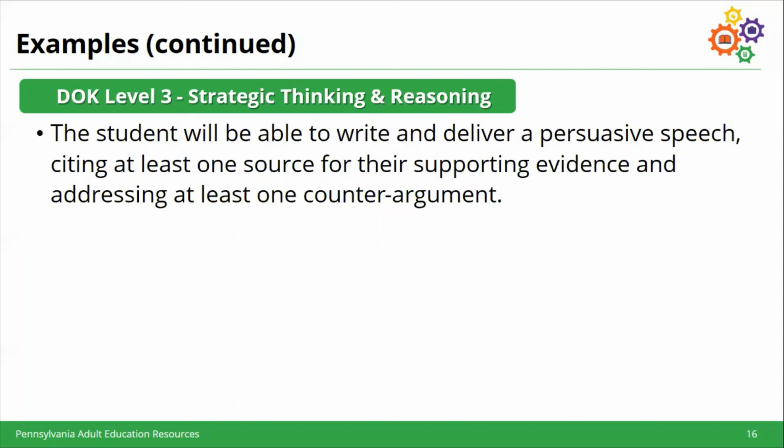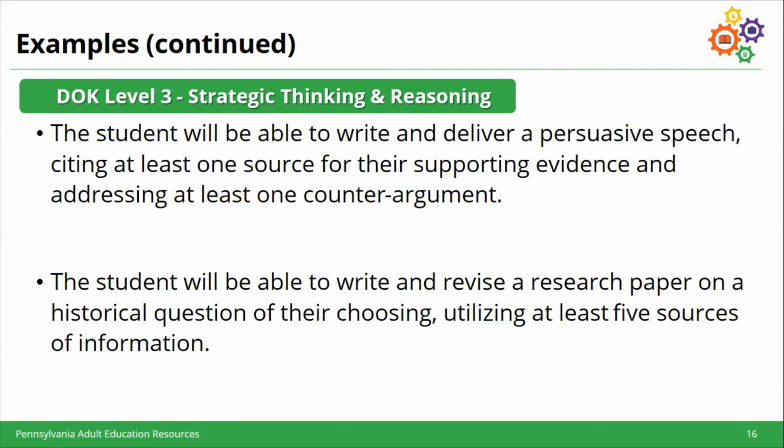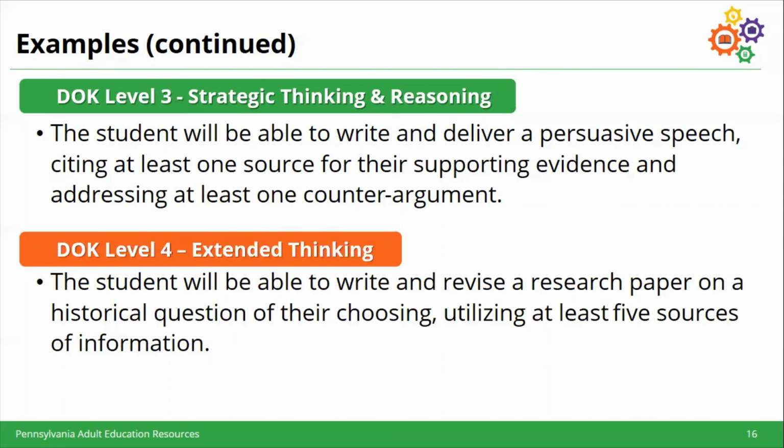Finally, if an instructor gave learners an assignment with the objective, the student will be able to write and revise a research paper on a historical question of their choosing, utilizing at least 5 sources of information, which level are they focusing on? This would be a DOK Level 4 assignment, since students are extending their thinking to include synthesizing multiple sources of information to answer a research question.